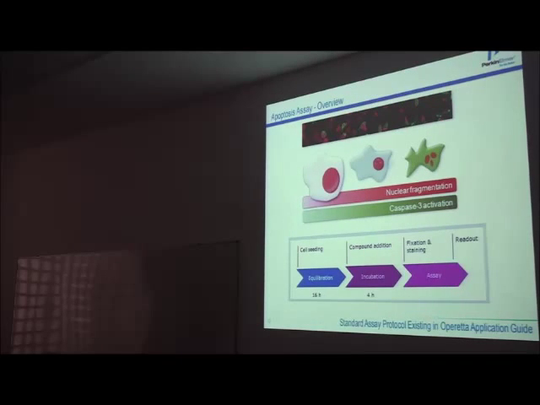So for apoptosis, we have different examples here. Looking at this nuclear fragmentation, so you can see that between this step here and this one, your DNA will be more fragmented. It's a late phase, but the coefficient of variance will be much higher here. This one is like a subnormal condition, and this one is normal condition. That's something you can do.